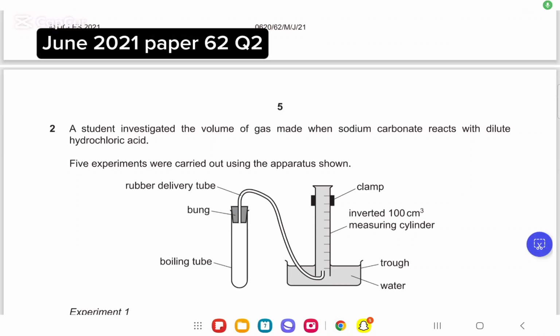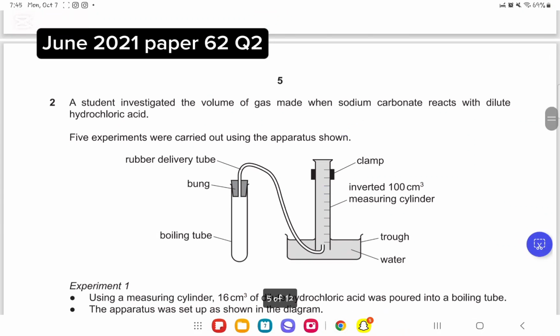Hello guys, so right now I'll be explaining the past paper questions. In total there are 7 questions. So we have the IG Chemistry past paper questions. The first one is from June 2021, paper 62, question 2. These are all given by the school. Nothing is external, so we have to follow what the school gave us.